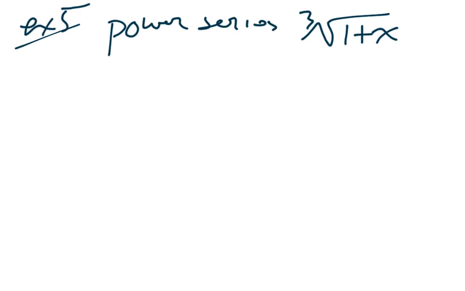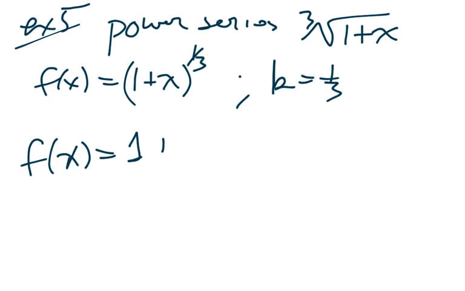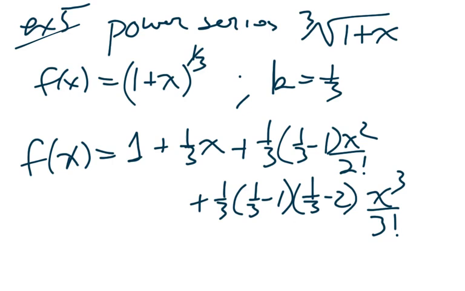Our f of x is 1 plus x to the 1/3 power. That's a binomial, and applying our binomial series to this is a binomial with k equals 1/3. So we could just jump right in and say f of x equals 1 plus k, but k is 1/3, x plus 1/3 times 1/3 minus 1 times x squared over 2 factorial plus 1/3 times 1/3 minus 1 times 1/3 minus 2 times x cubed over 3 factorial, and so on.